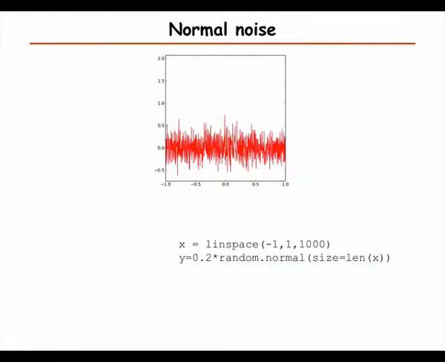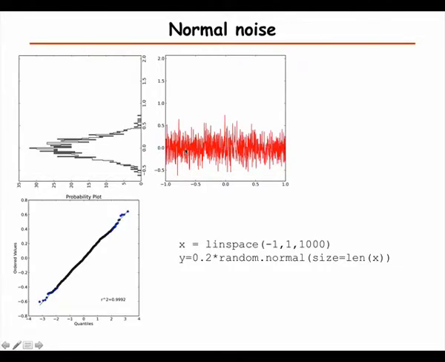So then the other thing we need to look at is noise. So this is now normal noise that we've just generated from a normal distribution. And what we can do is, if we then make a histogram here, we see that the distribution of the noise looks normal.